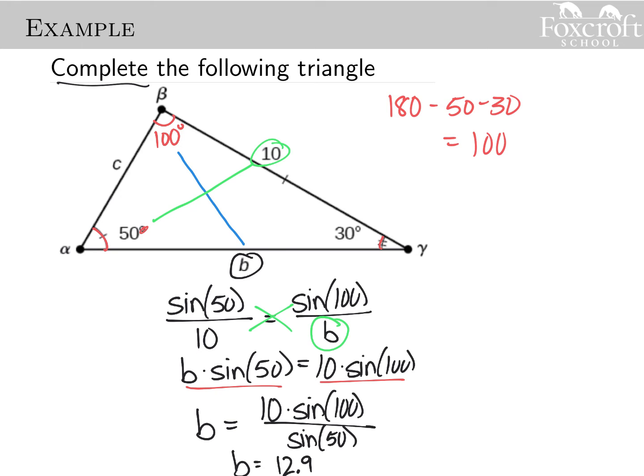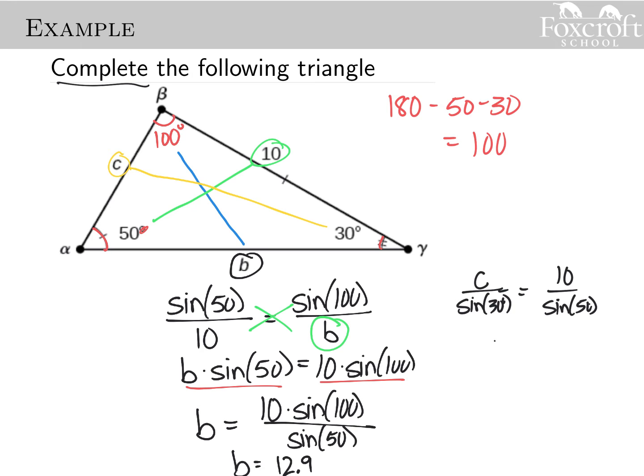All right, real quickly, we'll just do C. C is across from the 30-degree angle. So I can do the same thing. Let's just flip it around. Let's put the sides on top just so it doesn't matter. So I can show C over sine of 30 is equal to, we're putting the side on top, 10 over sine of 50.